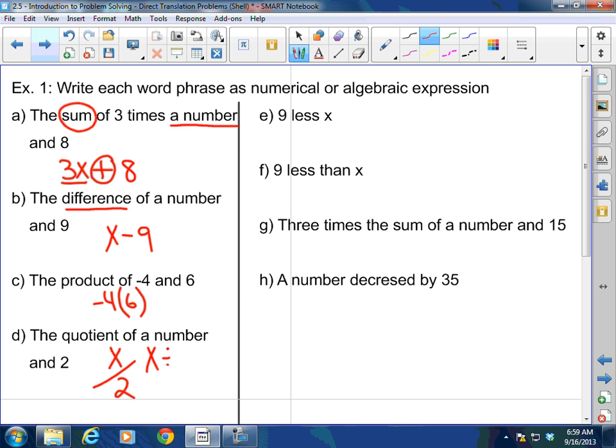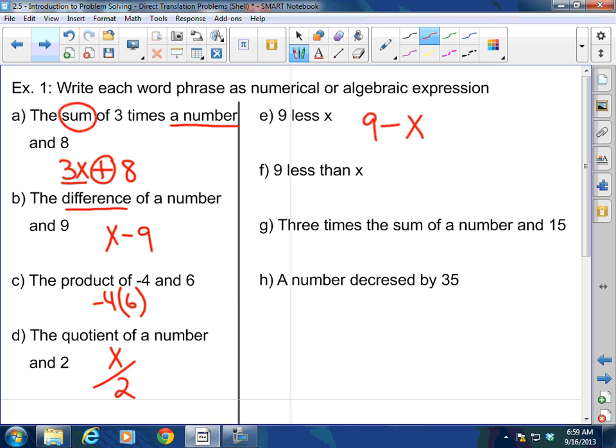Don't do it like this. You technically are correct, but you're going to have to convert that into a fraction anyway, so go ahead and use more sophisticated symbols. 9 less x. We talked about this one. Try to do it at home. What would 9 less x be? Okay, good job. Good job if you went 9 minus x.